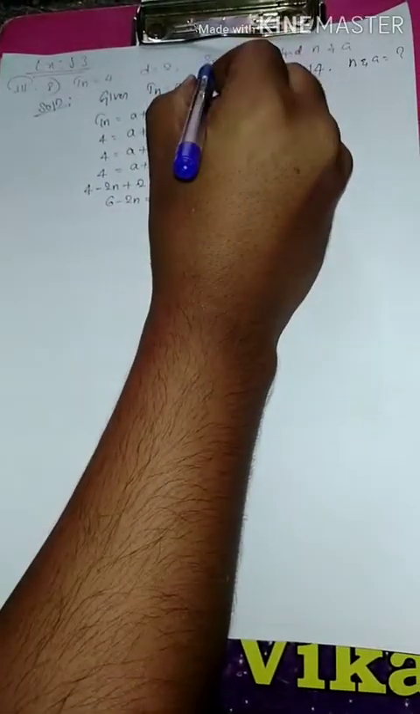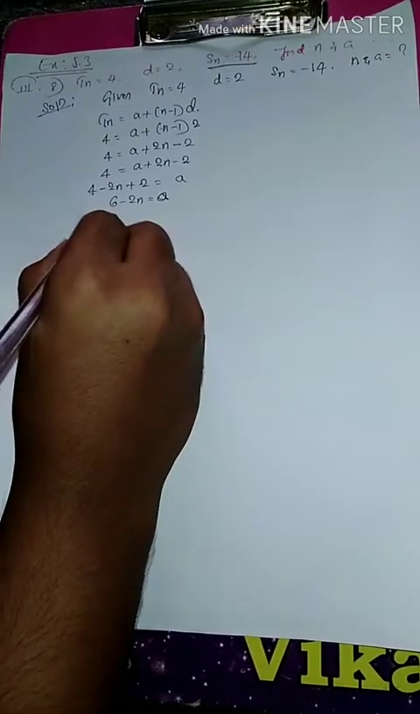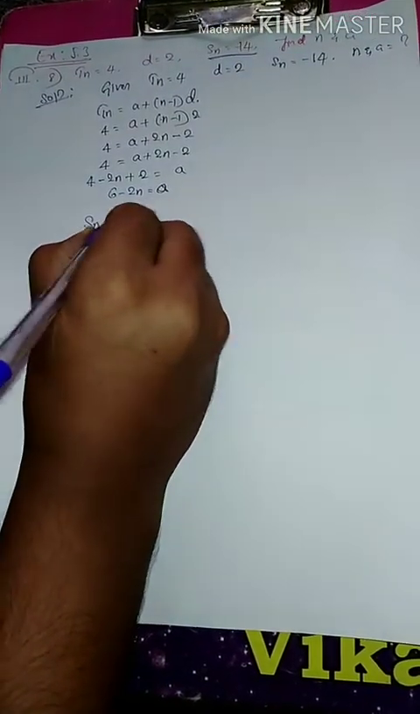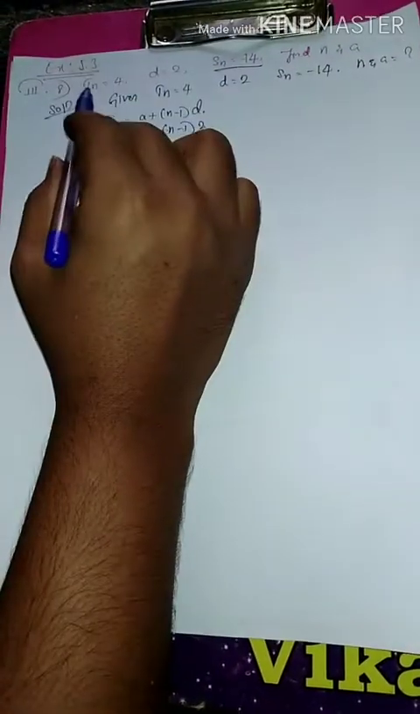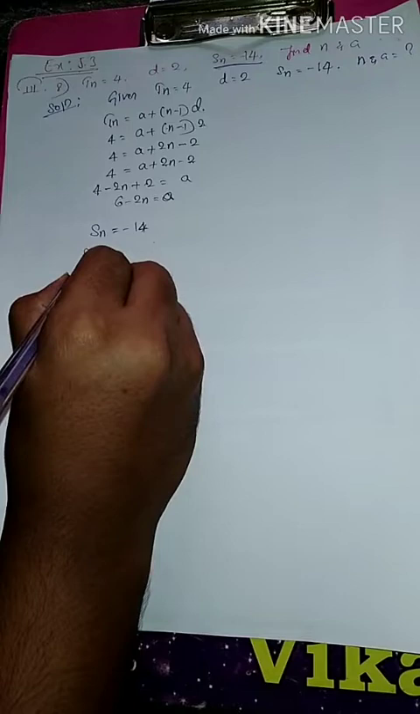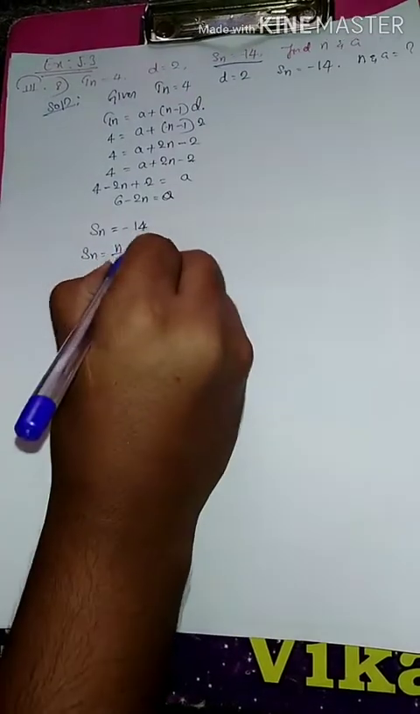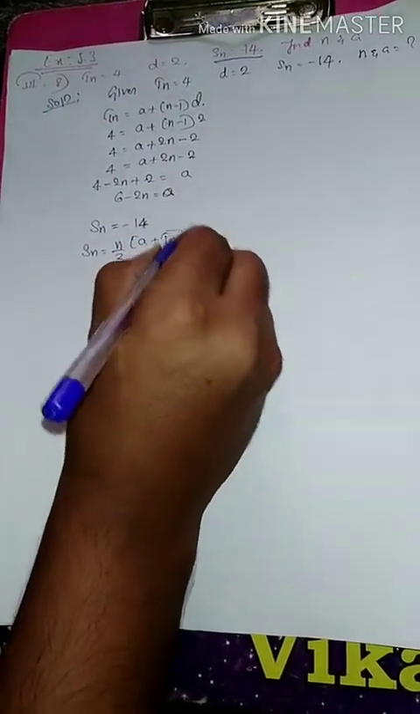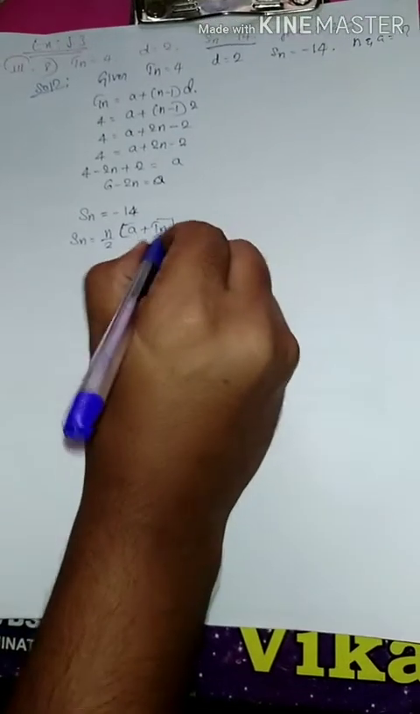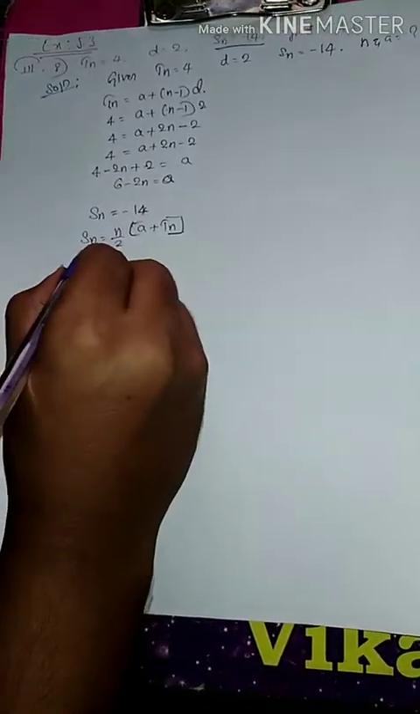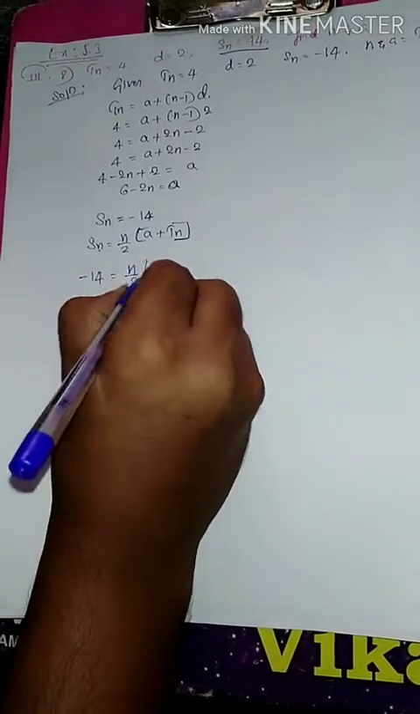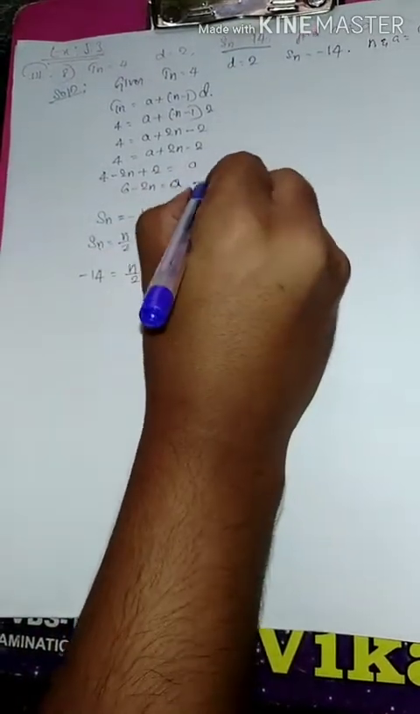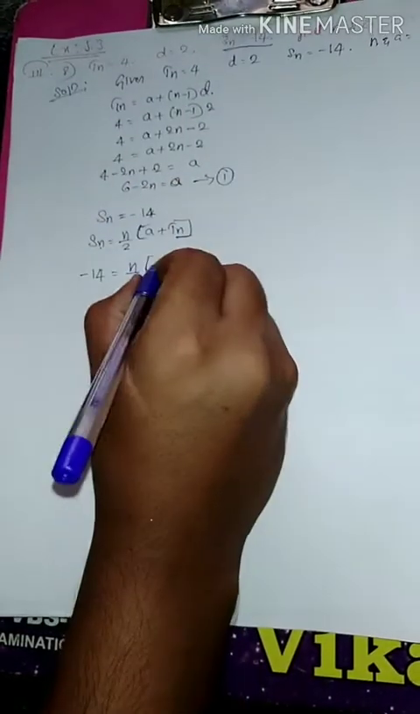And next, Sn is there. Sn is equal to minus 14. But in this AP, the last term Tn is given, so we can use the formula Sn is equal to n by 2 into (a plus Tn). It is the formula to find the sum of n terms of an AP when the last term is given. So Sn is minus 14. Minus 14 is equal to n by 2 into (a plus Tn). It is called equation number 1. Tn is how much? Tn is 4.